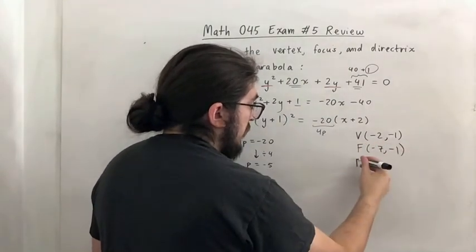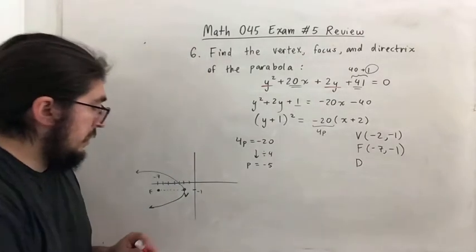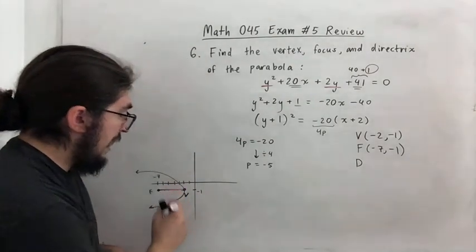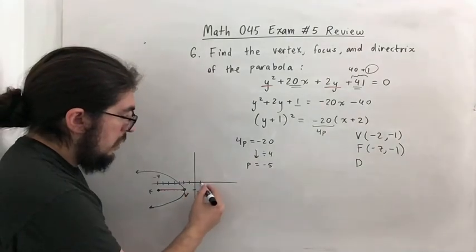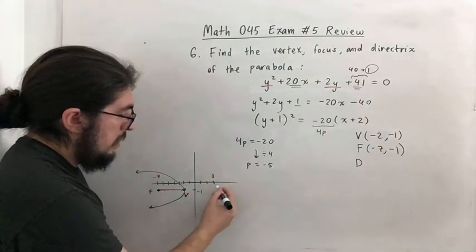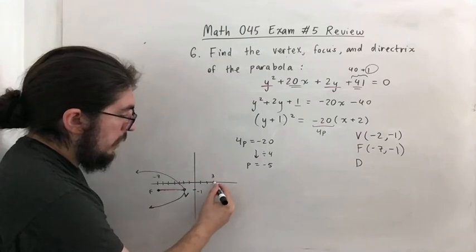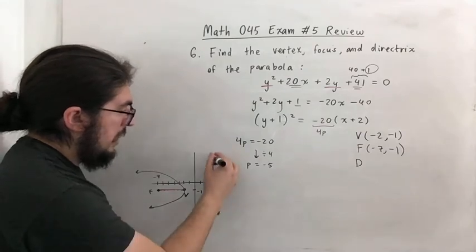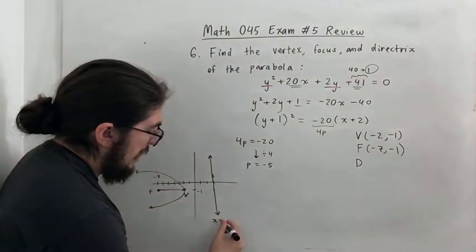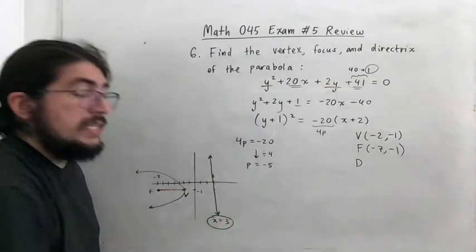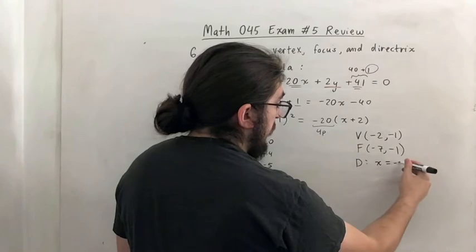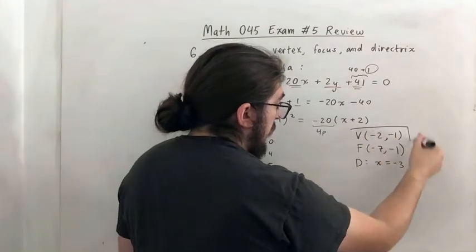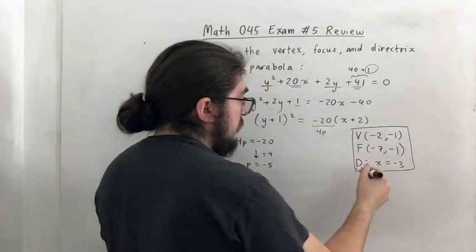The directrix is going this distance, 5, but in the opposite direction. So we count 1, 2, 3, 4, 5. So you get over here, this point, which is on this vertical line, x equals 3. And that right there is the equation of the directrix. So the directrix has equation x equals -3. So there we go. We got the vertex, focus, and directrix of this parabola.